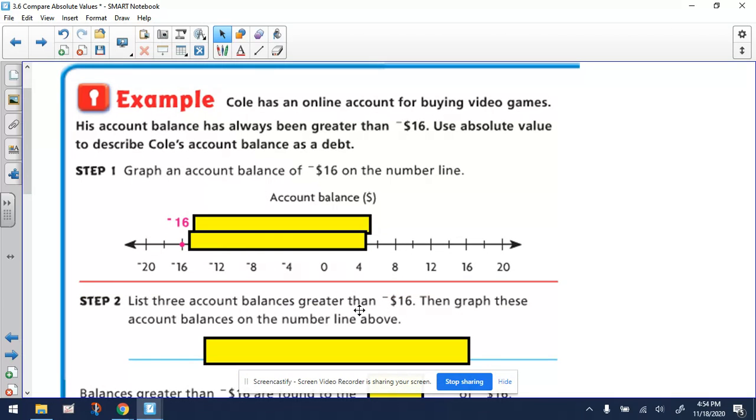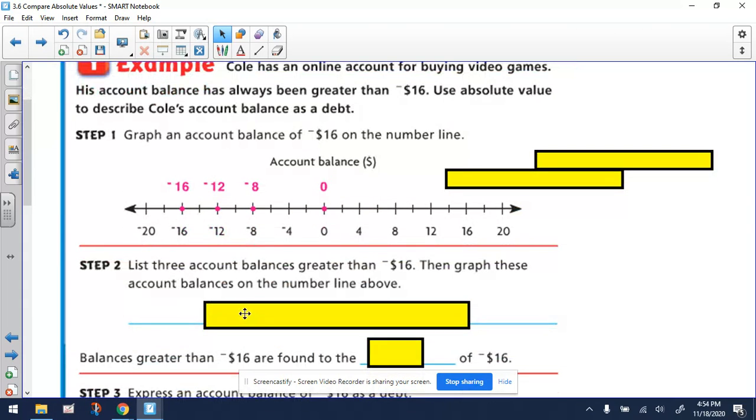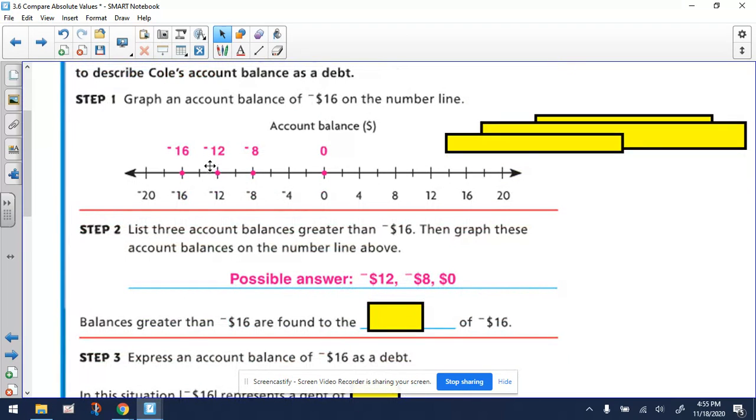All right, so next, list three account balances that would be greater than a negative 16. Now remember, greater means that it's to the right. So we would be graphing numbers like maybe that, and let's write those numbers down. So that would be numbers like a negative 12, a negative 8. So anything that's to the right would be okay. So the answers that I have here are negative 12, a negative 8, and a 0. But if you had things like 4 and 12 and things like that, that would be okay too.